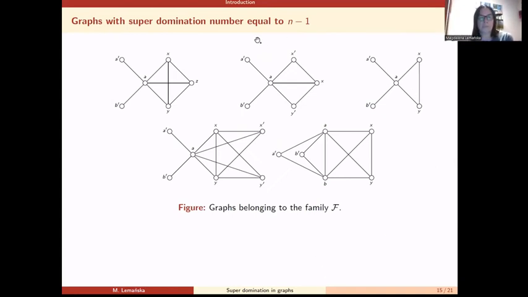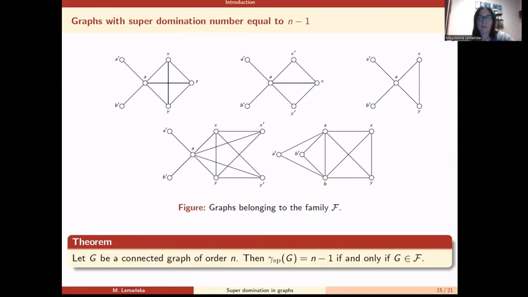It's quite easy to see that in all these examples we have no induced P4 and no induced C4, and also every one of these examples contains a universal vertex, so a vertex which is a neighbor of every other vertex of the graph. And we managed to prove that the super domination number of graph G is equal to n minus 1 if and only if G belongs to this family F.